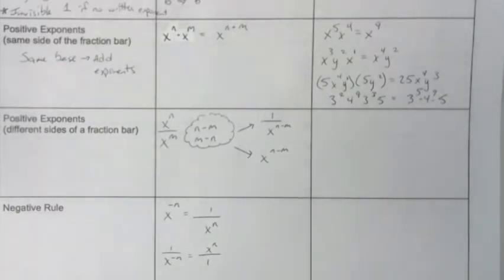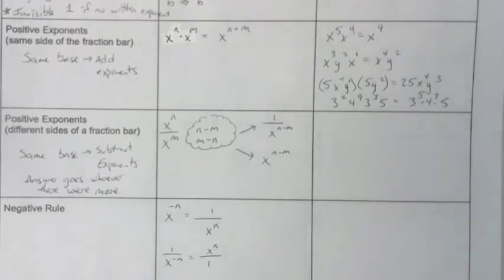Now, oftentimes we're going to see a fraction with some of my bases on top, some of my bases on bottom. The rule is to subtract the exponents. The answer either goes on top or bottom of the fraction, wherever there were more.